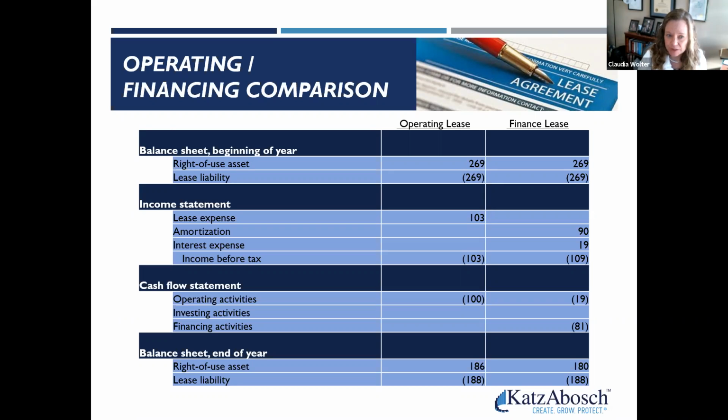On the statement of cash flows for operating activities, we have $100 because it's our cash outflow. And for a financing lease, we have $19 of that interest expense in the operating activities and $81 in our financing activities. On the balance sheet, at the end of the year, our lease liability is the same. The lease liability is always going to remain the same, whether it's a financing lease or an operating lease. It will be written off at the same rate. But our right of use asset, our operating lease, is going to have a higher value, $186, than the financing lease, which is $180.